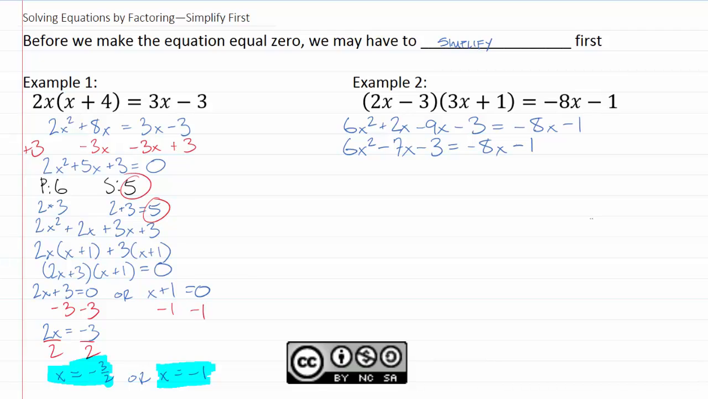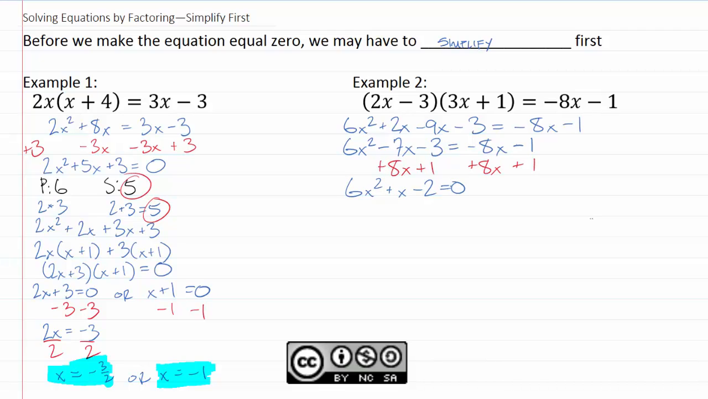Now we do what we did with the last problem. We'll move everything to one side. So I'll add 8x to both sides. And then I'll add 1 to both sides. We get 6x squared plus x minus 2 equals 0.